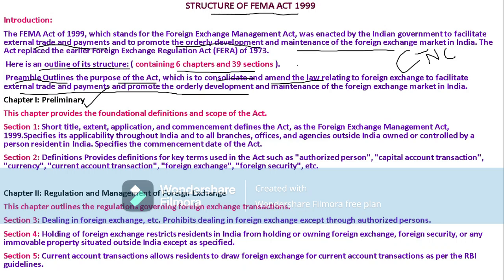Chapter 1 provides the foundational definitions and scope of the act. Under chapter 1, we will study 2 sections. Section 1 consists of the short title, extent, application and commencement. And section 2 defines the FEMA Act. The definition of the FEMA Act means FEMA consists of different terms.